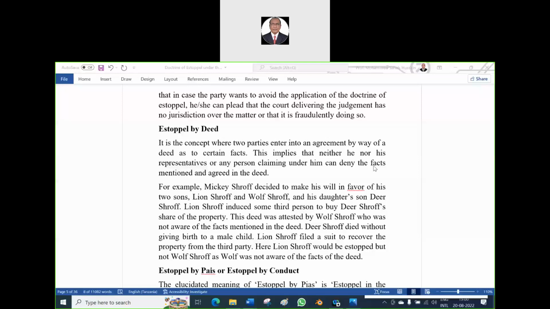Estoppel by deed is the concept where two parties enter into an agreement by way of a deed. This implies that neither party, after agreeing to the deed, is permitted to deny the facts, nor is the party or its representative. Now, estoppel by pais or estoppel by conduct.